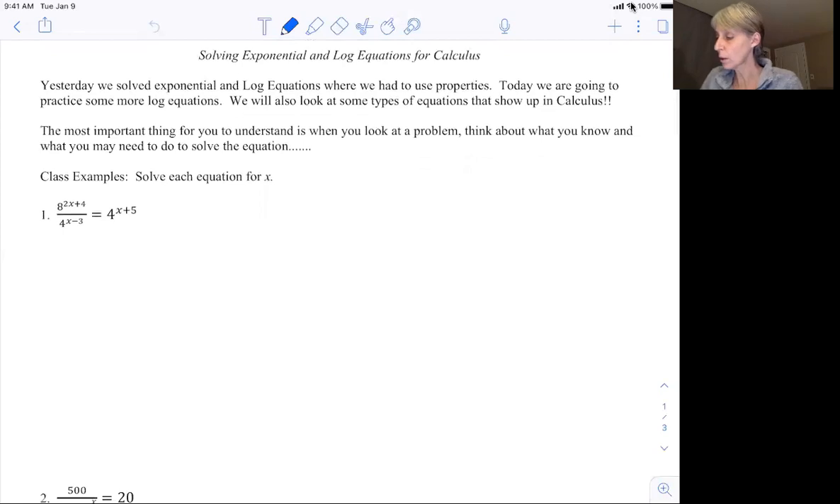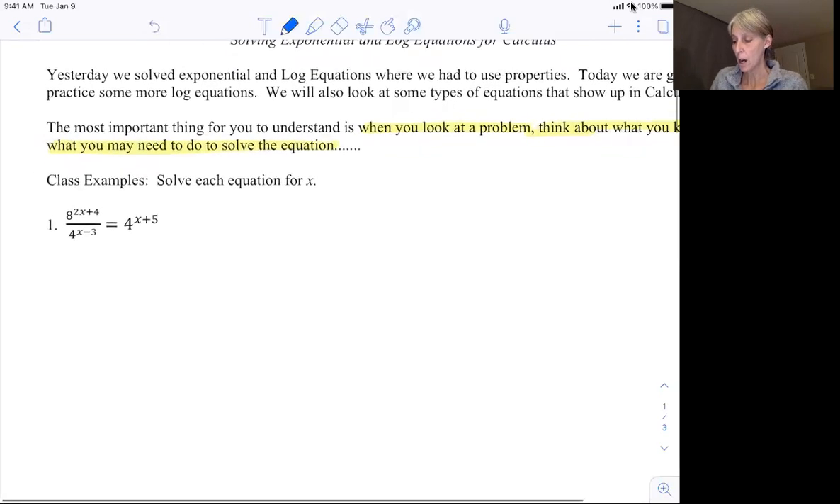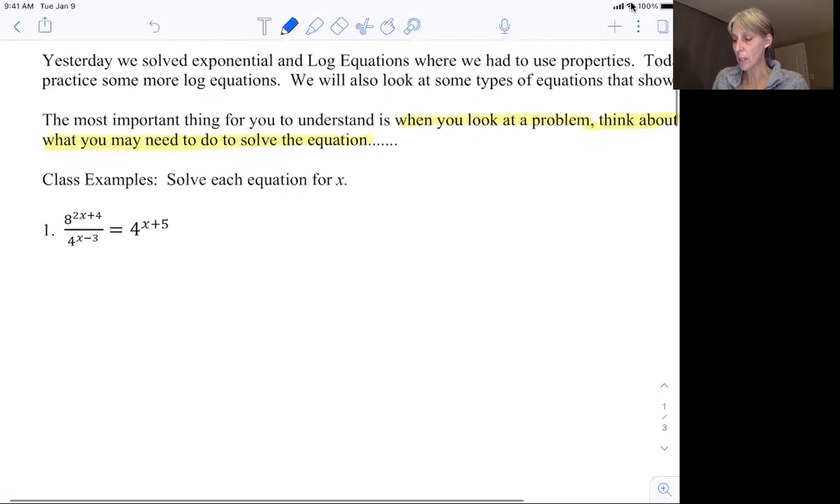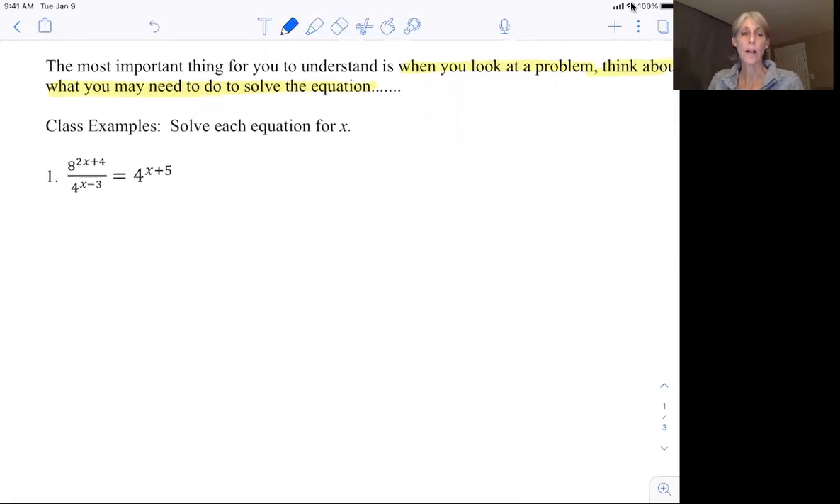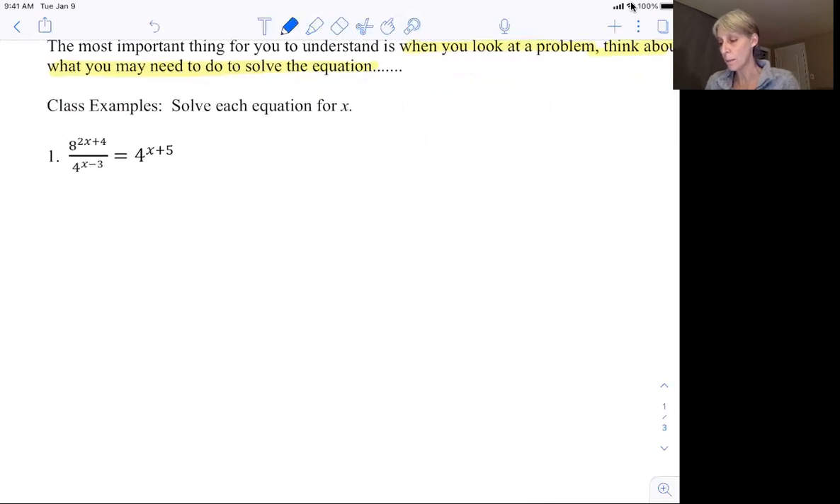The most important thing for you to understand, when you look at a problem, is to think about what you know and what you need to solve the equation. This is going to be really important, knowing where you have to go. I'm not going to be there to guide you through how to solve equations, and you have to be able to see certain things.